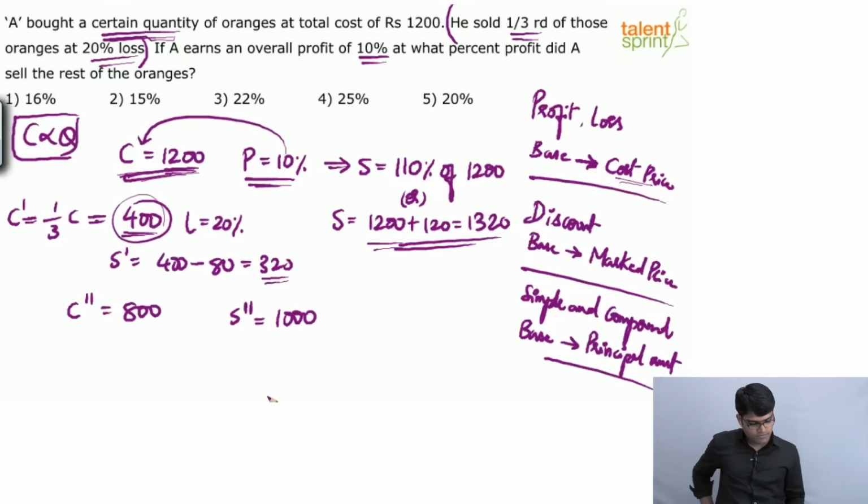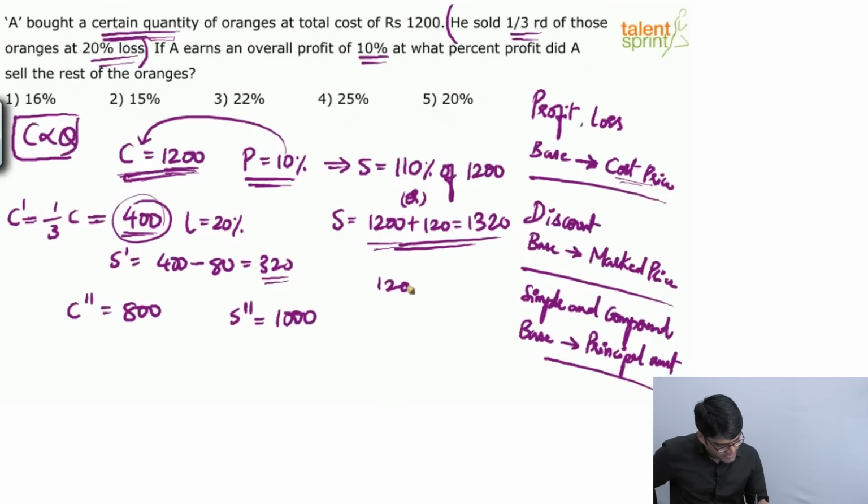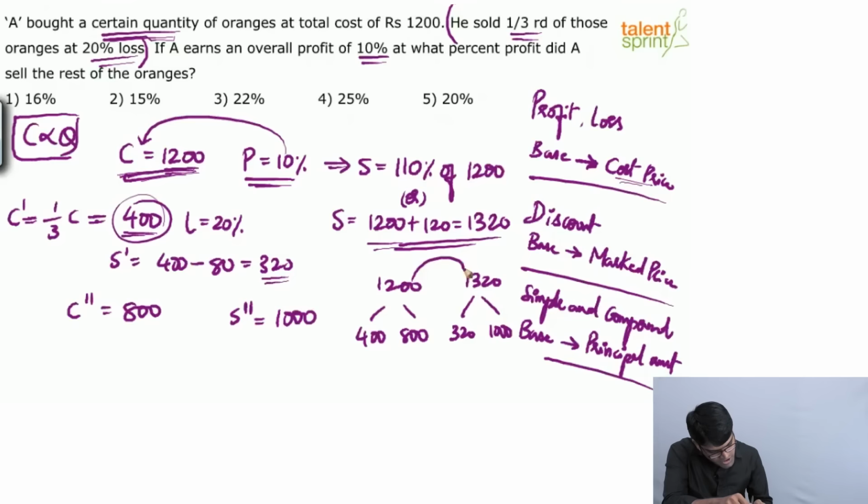Are you able to follow? It is like this. We are splitting 1200 into two parts. 400 rupees and the remaining 800 rupees. Then this 1320 is also being split into two parts. 320 rupees, which we have got in the first case after a loss of 20%, and remaining 1000 rupees. Now we know that the relationship here is 10% profit. The relationship here is what? 20% loss given in the question.